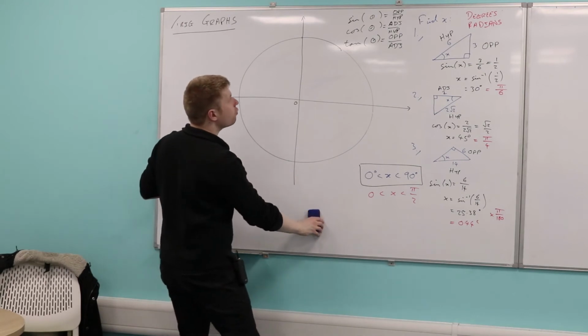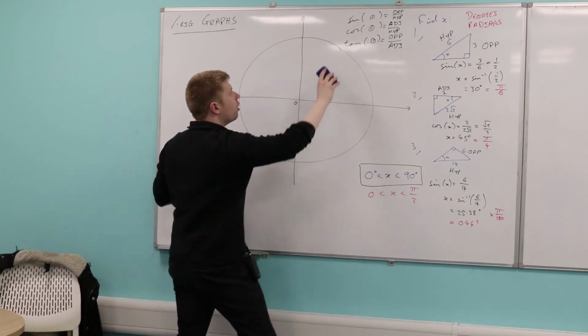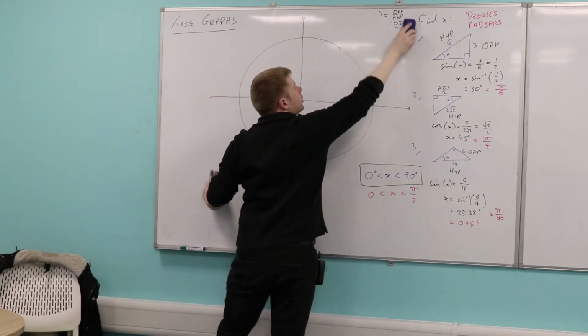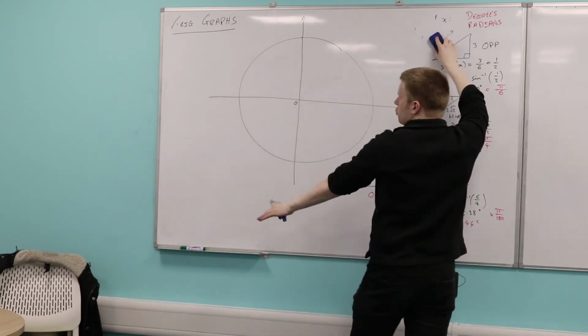So can I just rub this side of the board off? Okay. So can you make a copy for me of this? It's literally just a circle.